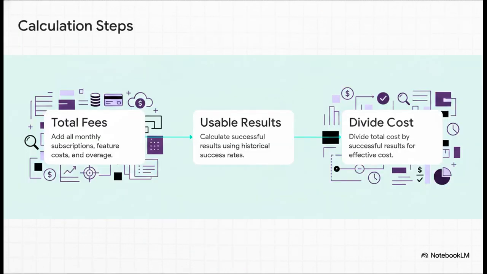Step 1, add up all of the total monthly fees. That means the base subscription, the extra credits for your geo-targeting, and any anticipated overage charges. Step 2, calculate the number of purely successful results you expect to get based on the provider's historic success rate, adjusting for any of those credit multipliers. Step 3, divide that total realistic cost by your total successful results. This right here gives you your true effective cost per successful request.